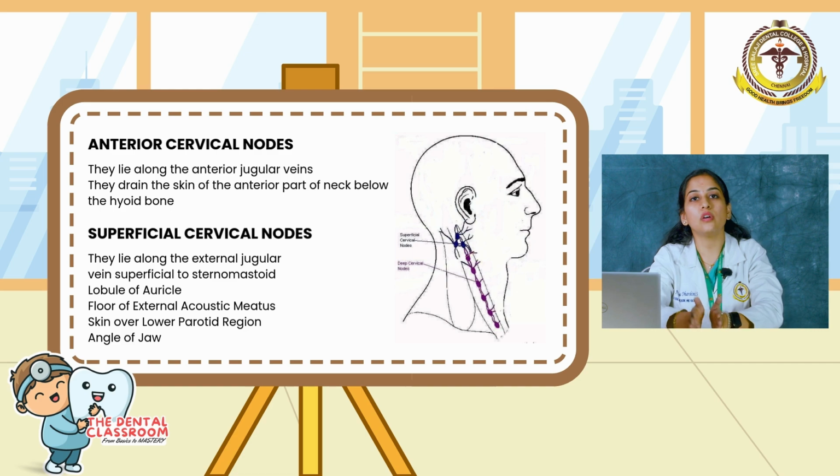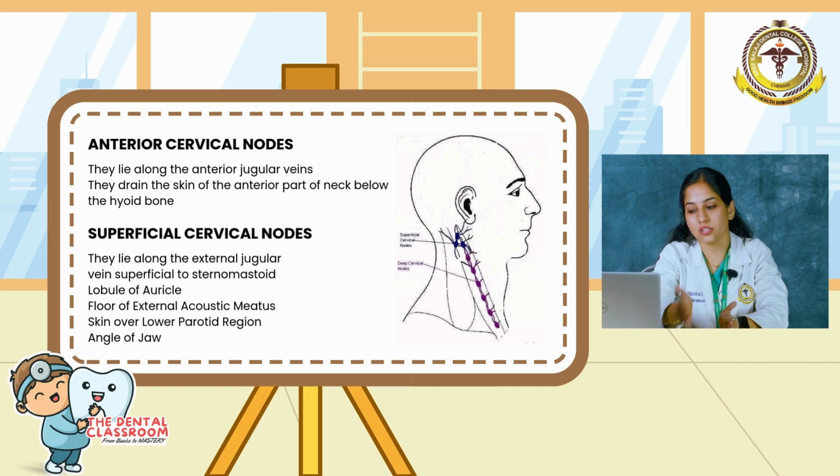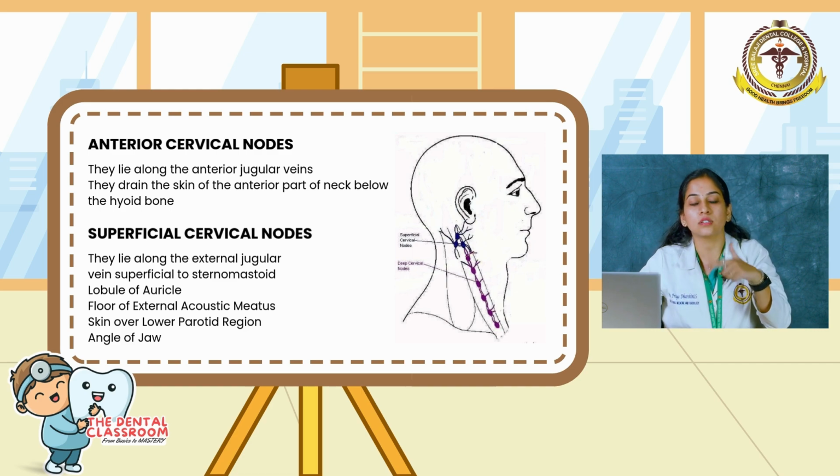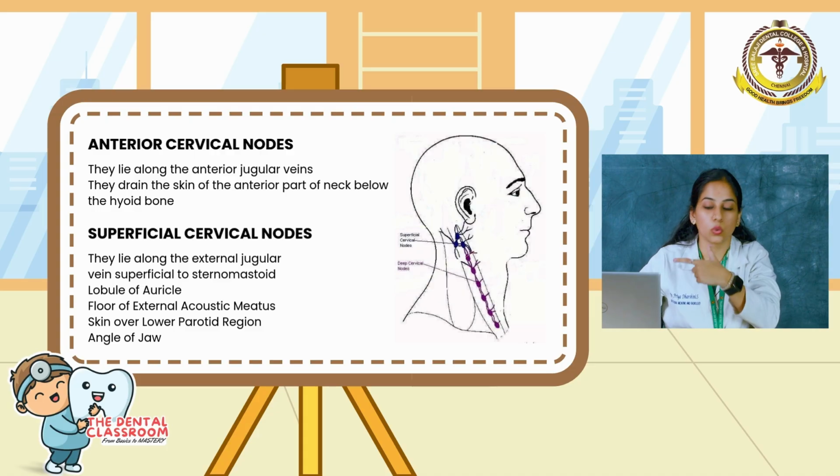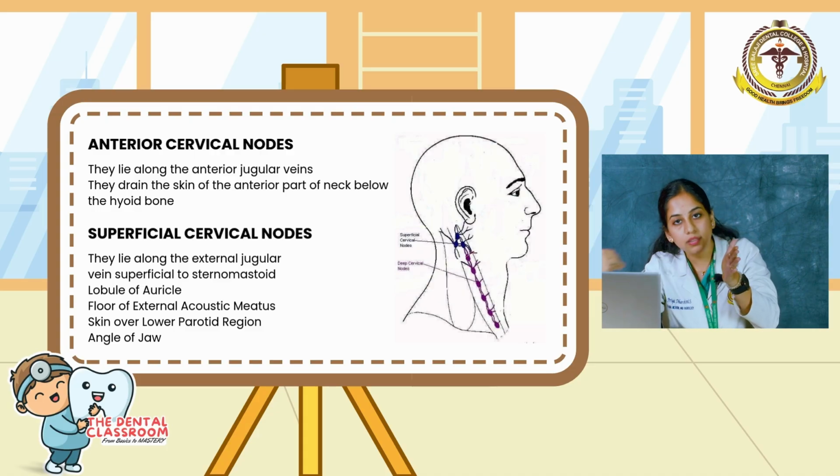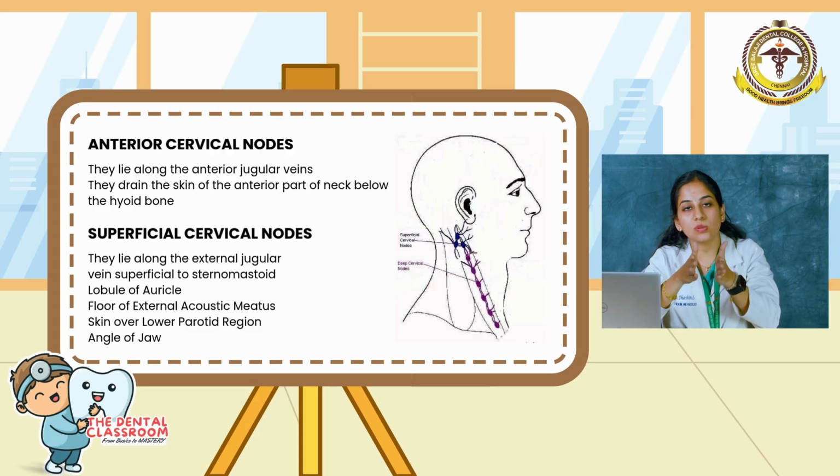So here comes the role of AGC classification for surgical dissection. Then we'll be talking about the superficial cervical nodes, which lie along the external jugular vein. So the external jugular vein plays a major role in case of superficial cervical nodes. Then we'll be seeing the lateral cervical nodes, which are near to the superficial cervical nodes.